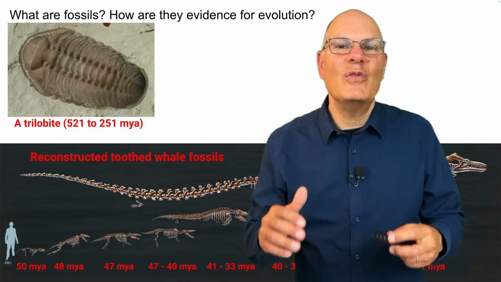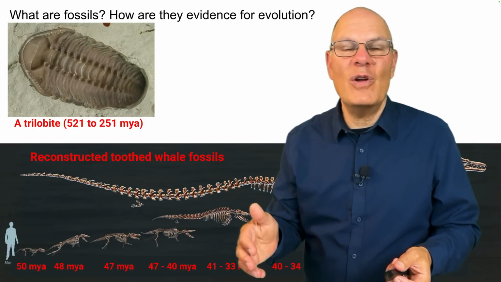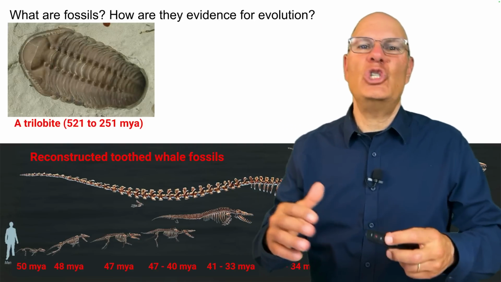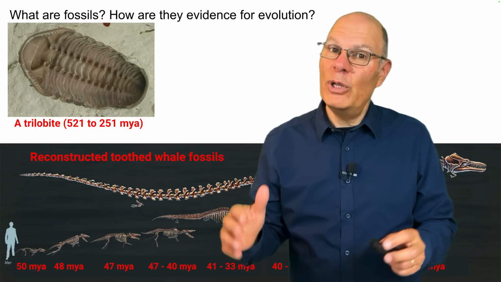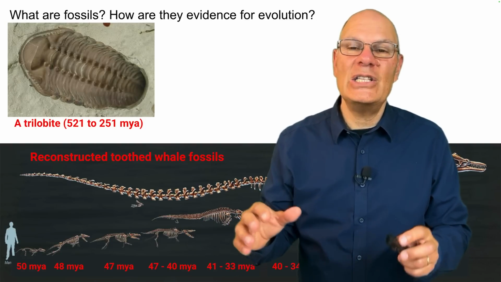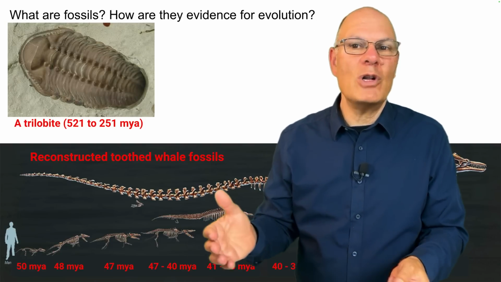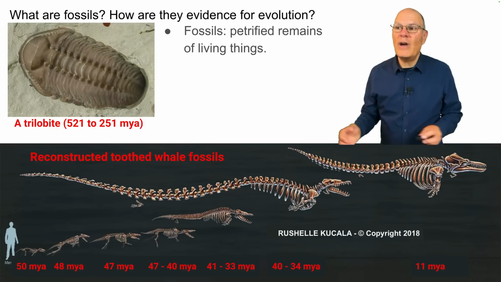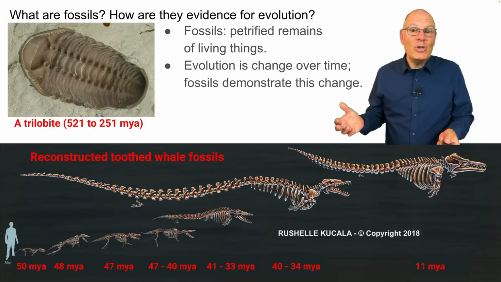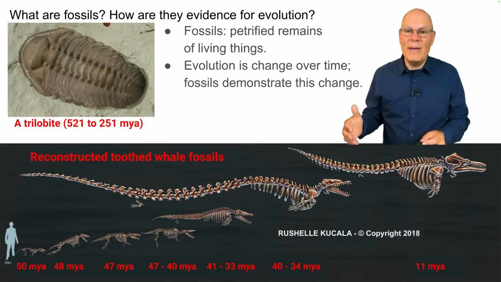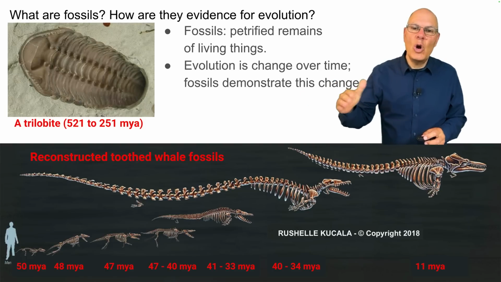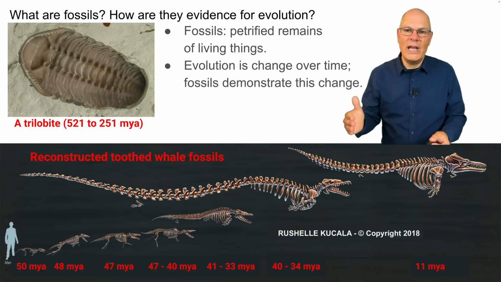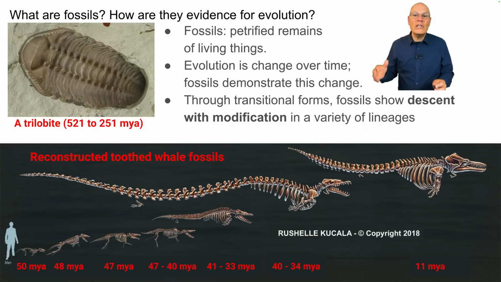As we've seen, you can find evidence for evolution in the structure of animals, in their genes, in their distribution over the face of the earth. But you can also find evidence for evolution in time. That's what fossils are all about. What are fossils? How are they evidence for evolution? Fossils are petrified remains of living things. Evolution is change over time, and fossils demonstrate this change. As you go back in time, you find different arrays of living things. Through transitional forms, fossils show descent with modification in a variety of lineages.